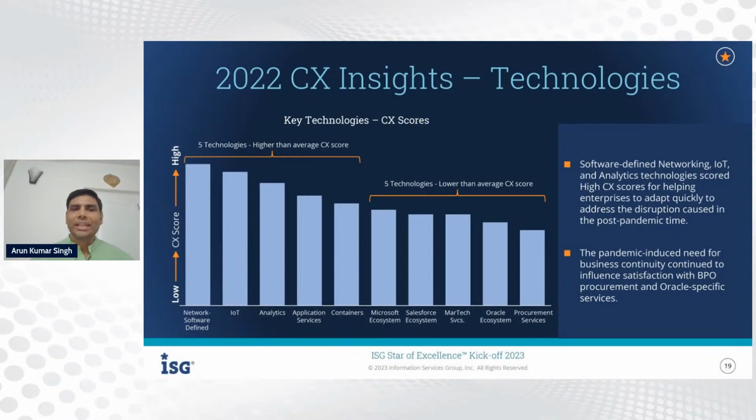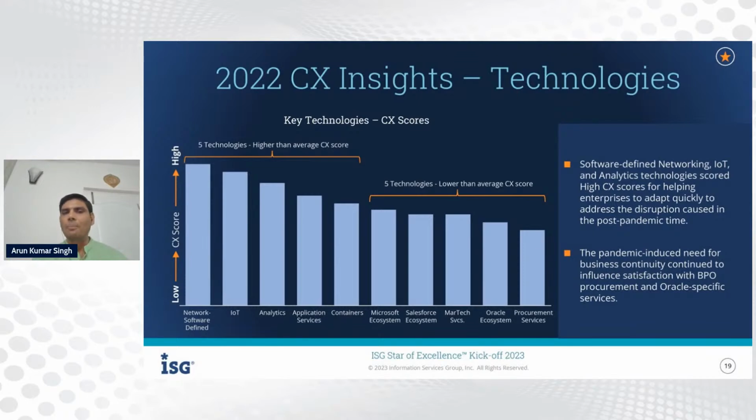From an overall technologies perspective, ISG evaluated CX insights across 27 technology areas, which ISG tracks under its ISG Provider Lens program. Here, I will briefly be touching upon a few technologies. If you look at this graph, it shows 5 key technologies by high and low CX scores. If I look at the left-hand side of the graph, software-defined networking technologies receive the highest CX score.